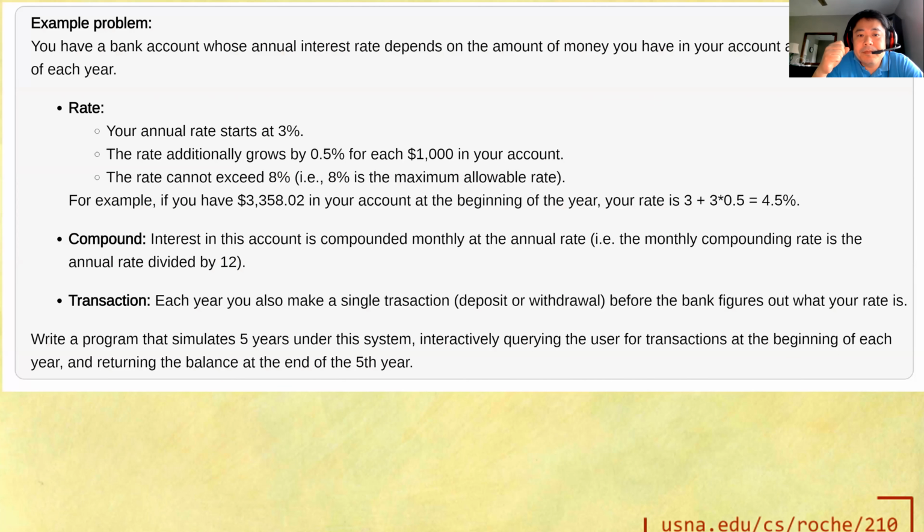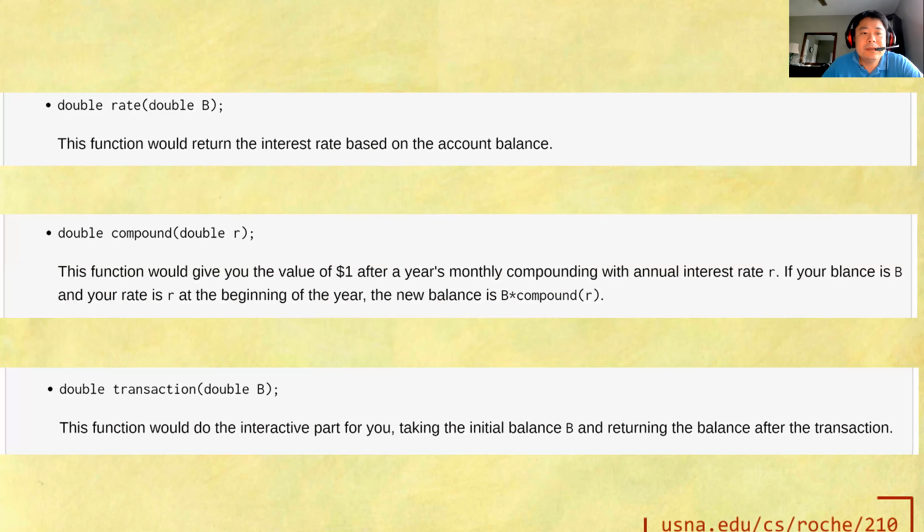Compound is what? Given the annual rate, you actually find out the actual interest rate, right? That means you get the rate, and then you return the compound rate, monthly compounds. So the function would give you the value of $1 after a year's monthly compounding with annual interest R. And if your balance is B and your rate R is at the beginning of the year, your new balance will be basically B times the compound rate, which is the output of the compound function.